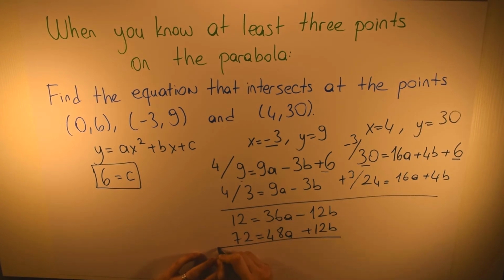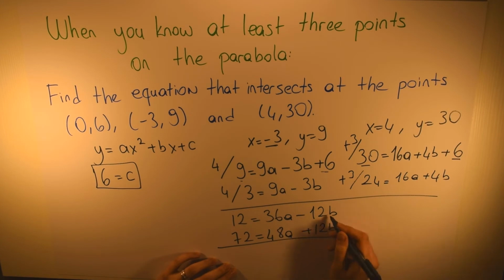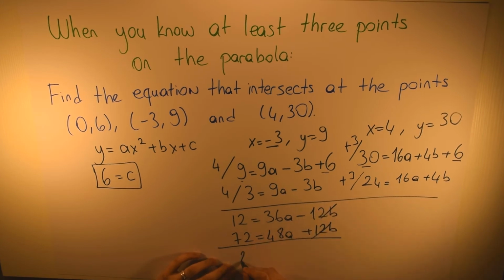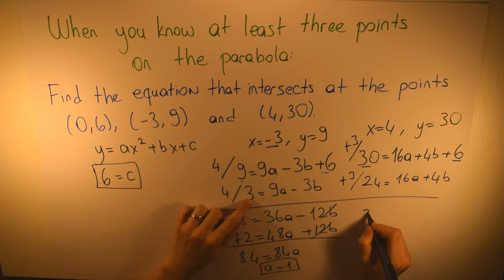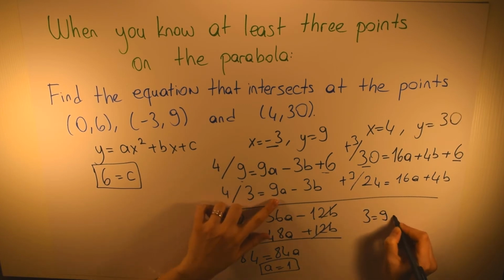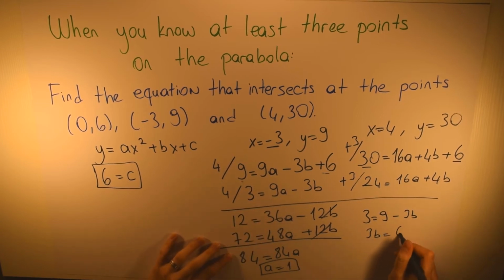Okay, so when I sum them up together, these will cancel out each other, and from here 84 is equal to 84a, and from here a is equal to 1. And after that we will put this value in one of these equations, and let's say here 3 is equal to 9 minus 3b. So 3b is equal to 6, b is equal to 2.